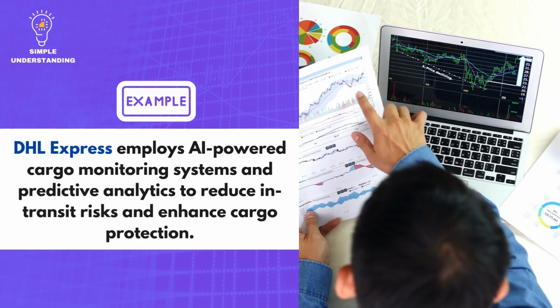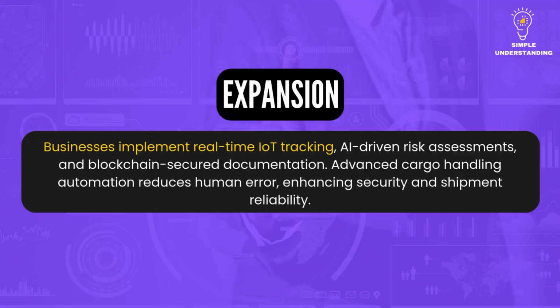and enhance cargo protection. Expansion: businesses implement real-time IoT tracking, AI-driven risk assessments, and blockchain-secured documentation. Advanced cargo handling automation reduces human error, enhancing security and shipment reliability.